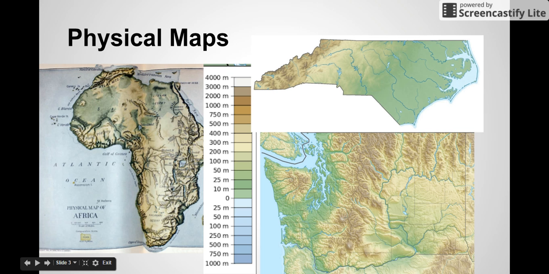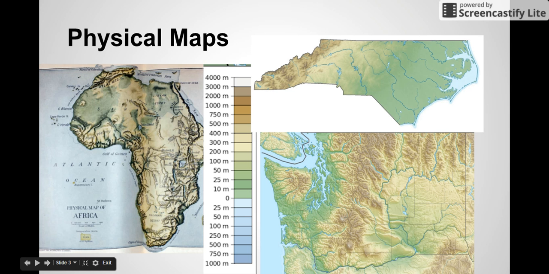And just by looking at it, you can tell where the hills and mountains are located, where are the plateaus and the valleys in that region. The one on the left is a map of Africa. The one on the top right is North Carolina, and the bottom right is the state of Washington.